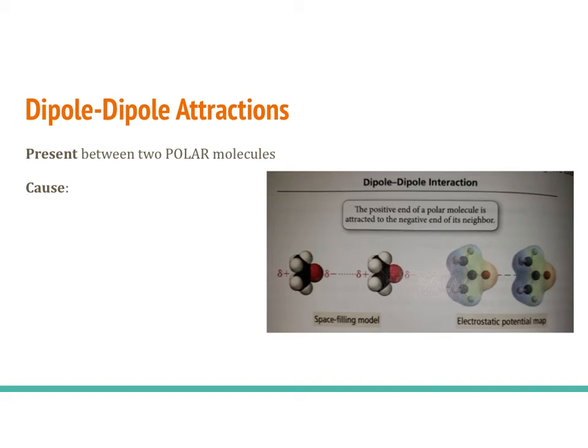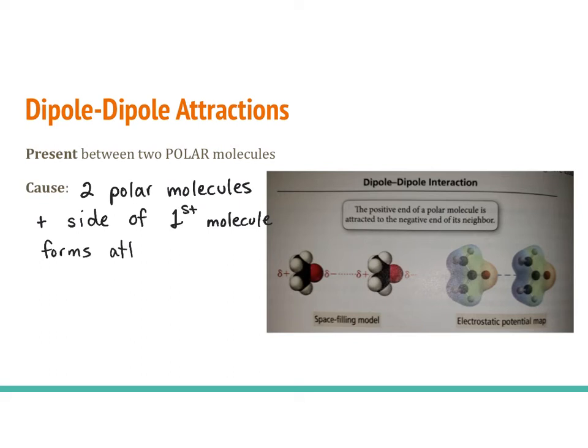So the cause of dipole-dipole attractions is 2 polar molecules, and what happens is the positive side of the first molecule can form an attraction to the negative side of a second molecule. That dipole's always there, it doesn't just happen by happenstance.